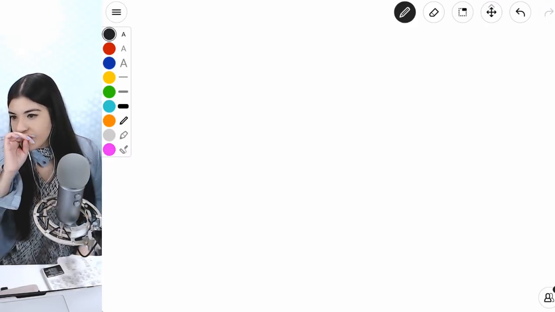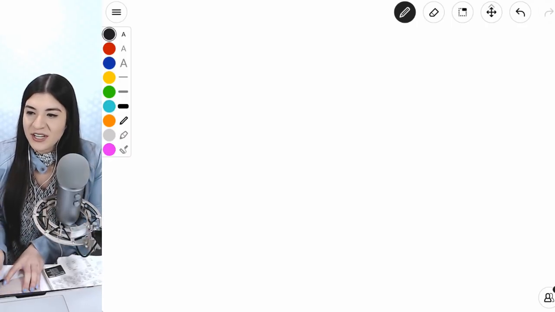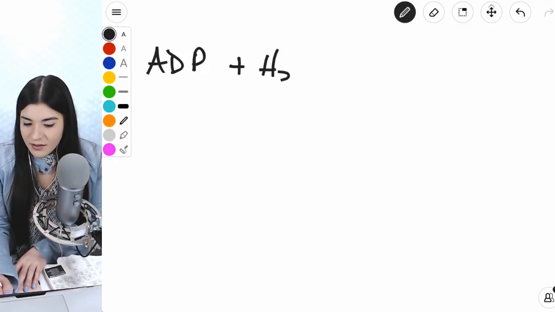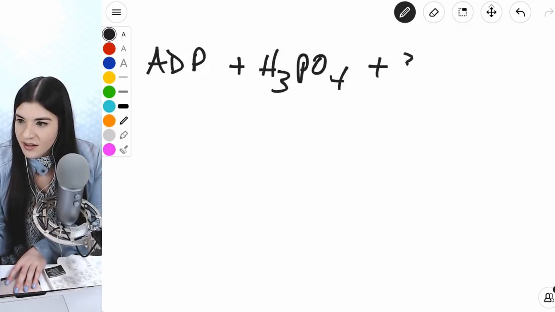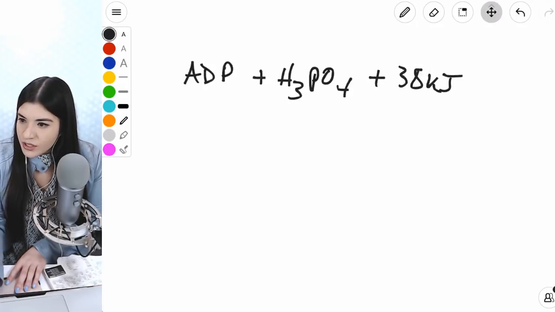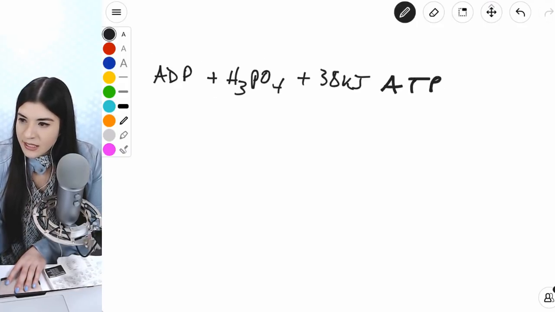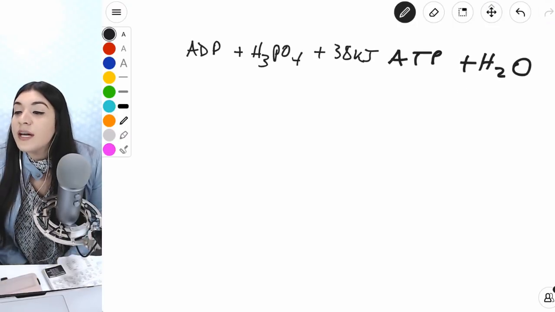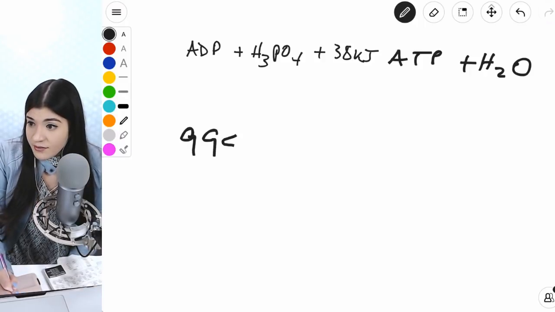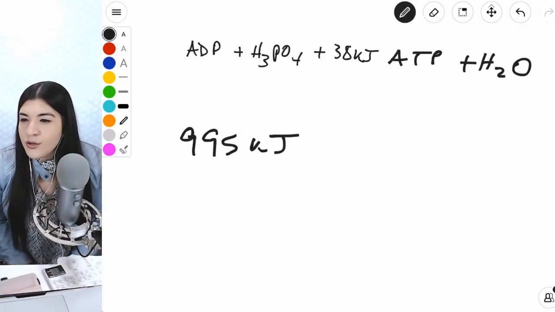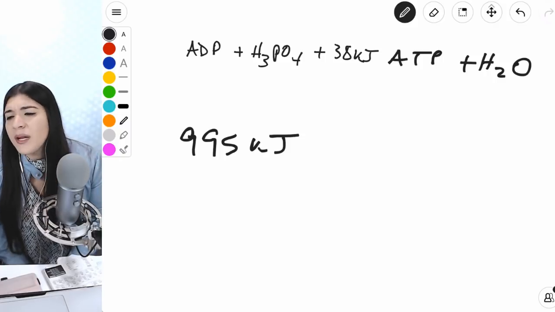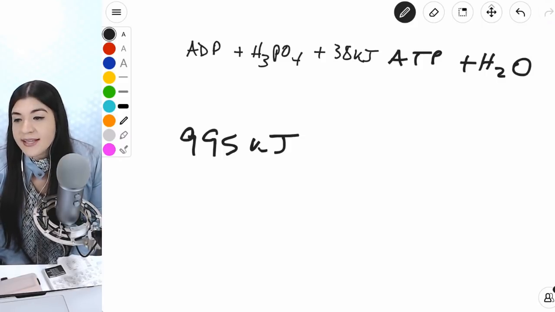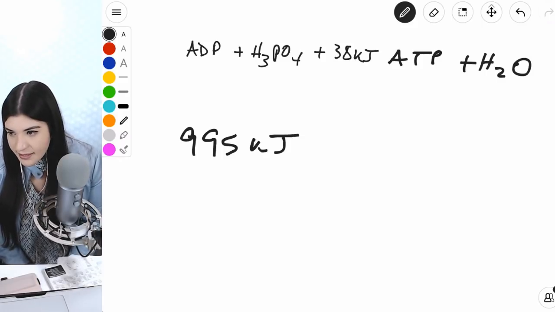Okay, so this looks more like biochem with this type of question, but we're looking at ADP, and we have phosphoric acid. We're given 38 kilojoules of ATP plus water. All right, let's see what this question is asking. So if we have 995 kilojoules of energy used in a reaction, how many moles of ATP are produced? What is the mass of phosphoric acid if 155 kilojoules of heat is added to the system?